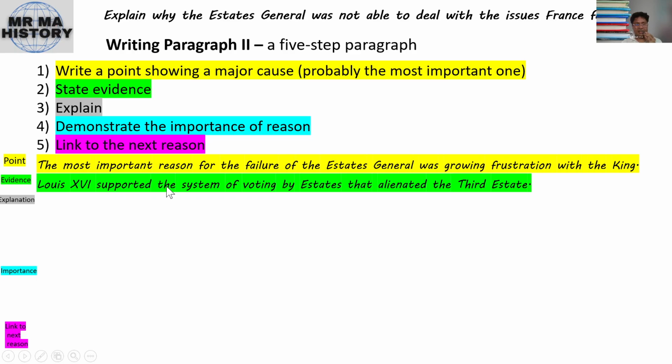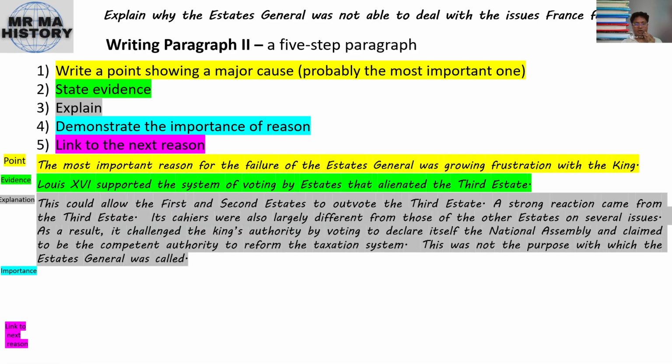Now, what evidence is there for this reason? Louis XVI supported the system of voting by estates that alienated the third estate. So that is the evidence. And how am I going to explain this? This could allow the first and second estates to outvote the third estate. A strong reaction came from the third estate. Its concerns were also largely different from those of the other estates on several issues. As a result, it challenged the king's authority by voting to declare itself the National Assembly and claimed to be the competent authority to reform the taxation system. This was not the purpose with which the Estates General was called.